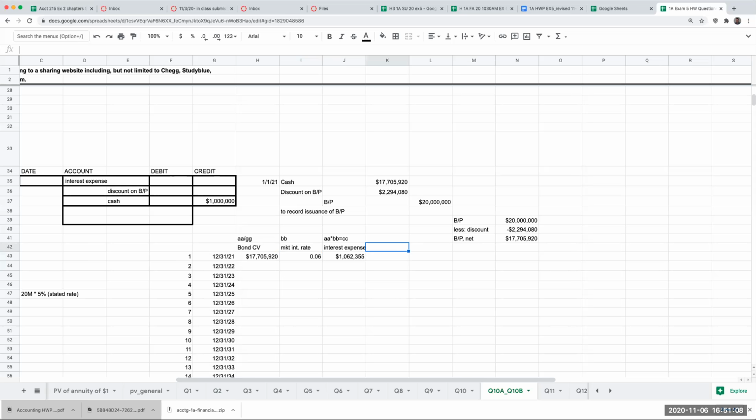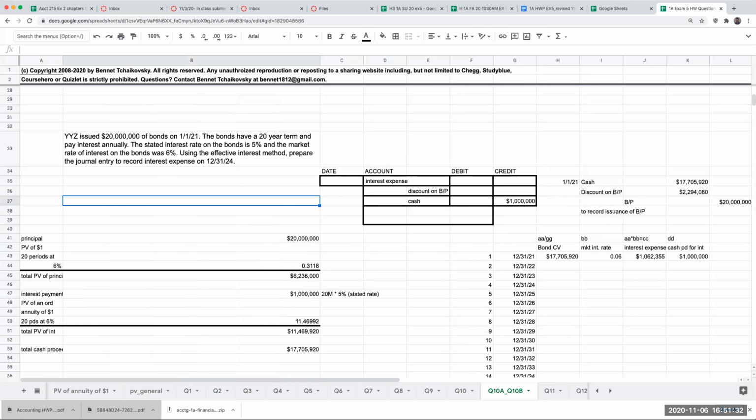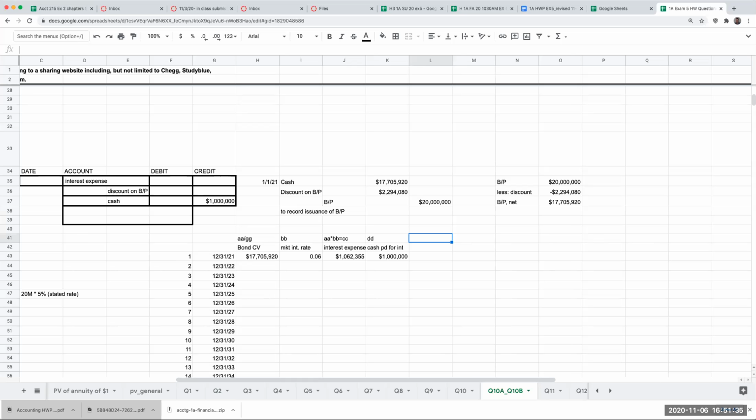What I'm then going to do is compare this to the cash paid for interest. And this is going to be a little bit different than when we were dealing with the premium because the discount is going the other way. So the cash paid for interest will always be the same. It's always going to be $1 million, or 20 million times my stated rate of interest, which is 5%. So the amortization is going to be the difference between the interest expense and the cash paid for interest.